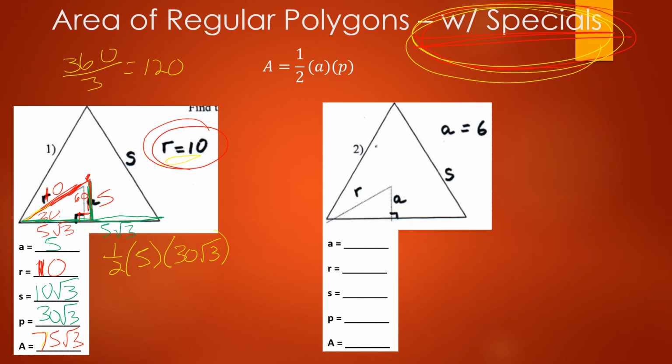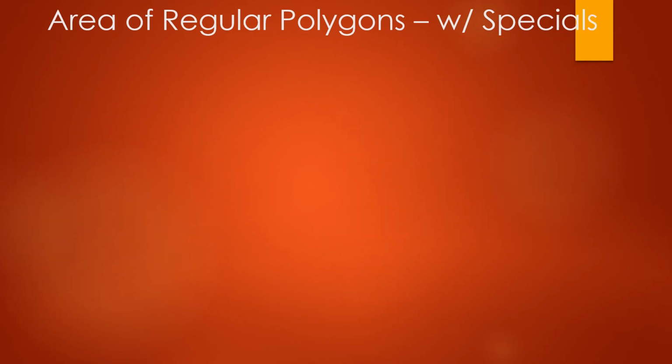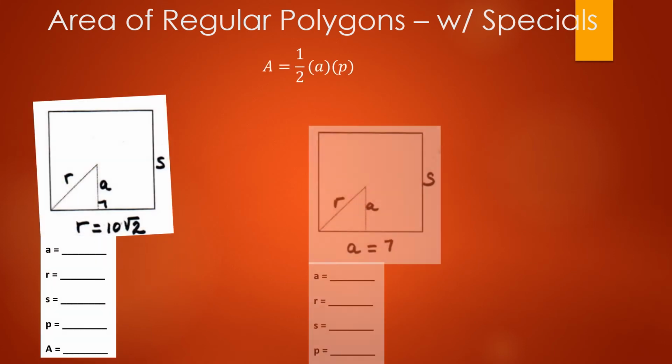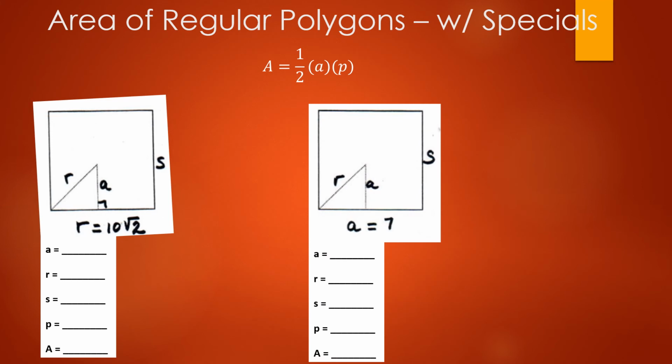Again, there's another triangle. We're going to skip that. Let's go to the square. All right, so on this page we have some regular squares. Again, I have 2 here. I'm only going to do 1 to try to make the video a little shorter. So for this one, for the square, this time I'm starting with the radius. So let's write that in.